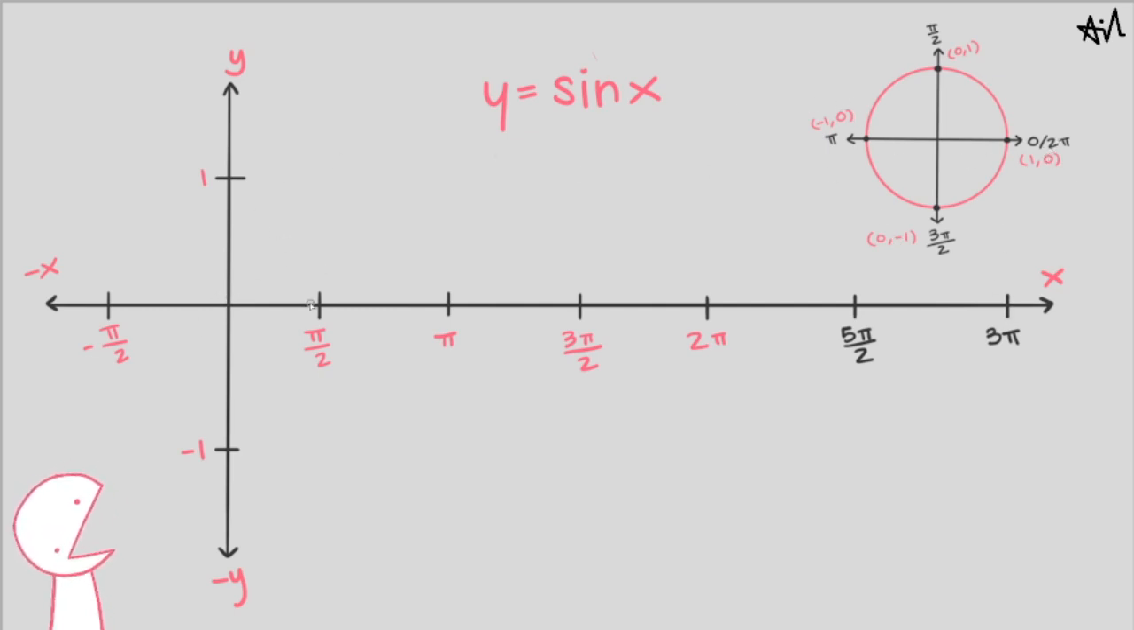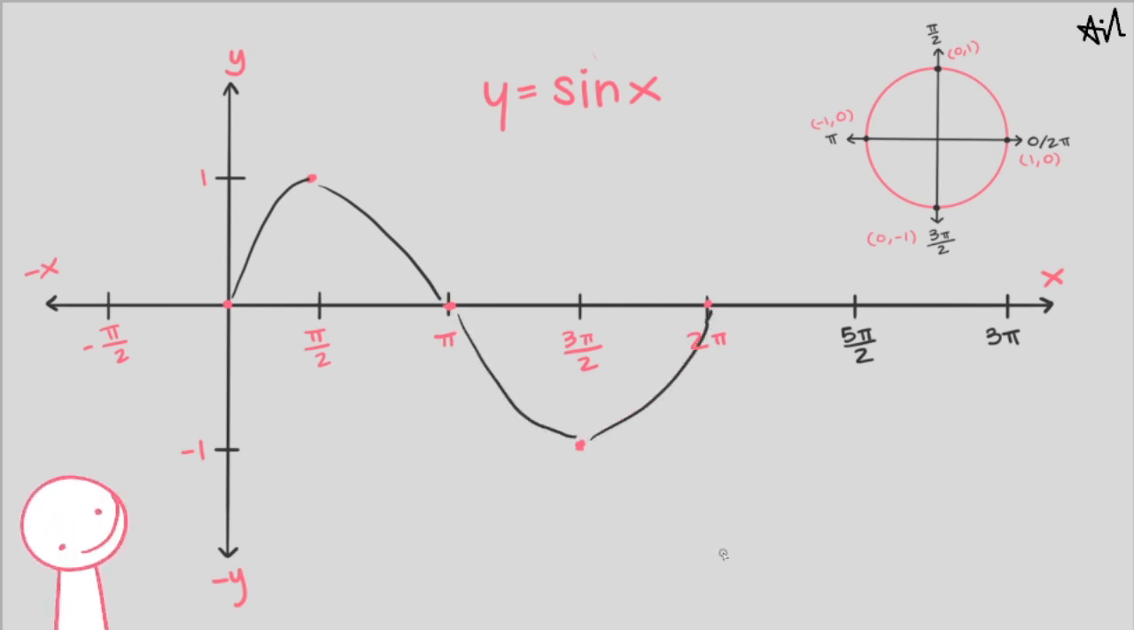We know that at 0, sine, the y value is 0. And then once we approach pi over 2, the y value becomes 1. At pi, y becomes 0. And then once we approach 3 pi over 2, it becomes -1. And once we come back full circle to 2 pi, the y value goes back to 0. Now that we're adding a curve, we can see the pattern in the period.